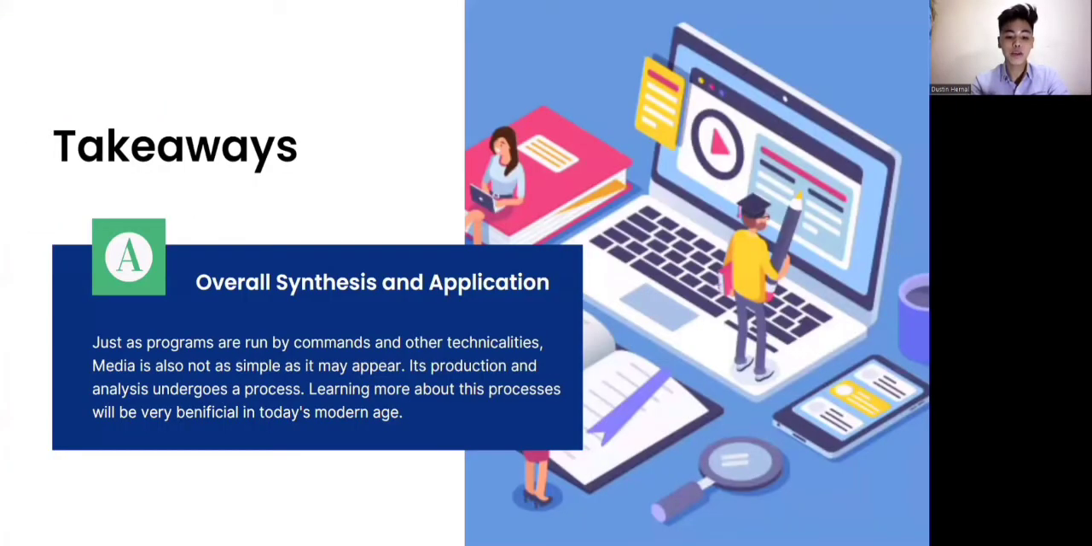As that was the third project, we will now move on to the last point of discussion, my takeaways. Letter A is my overall synthesis and application. Just as programs are run by commands and other technicalities, media is not as simple as it may appear. Its production and analysis undergo a process. Learning more about these processes will be very beneficial in today's modern age.